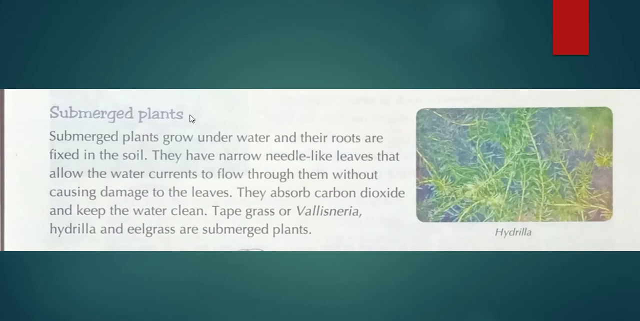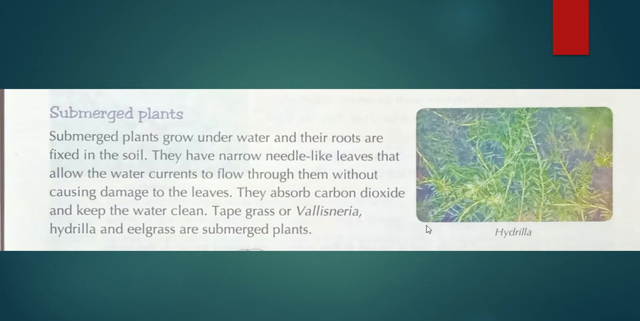Now the next one is submerged plants. Now what are submerged plants? This is the new topic which I am going to discuss in this class. Submerged plants grow underwater and their roots are fixed in the soil. They have narrow needle-like leaves that allow the water currents to flow through them without causing damage to the leaves. They absorb carbon dioxide and keep the water clean. Tape grass or Vallisneria, hydrilla, and eelgrass are submerged plants. So here is a beautiful example of hydrilla, which is a submerged plant.